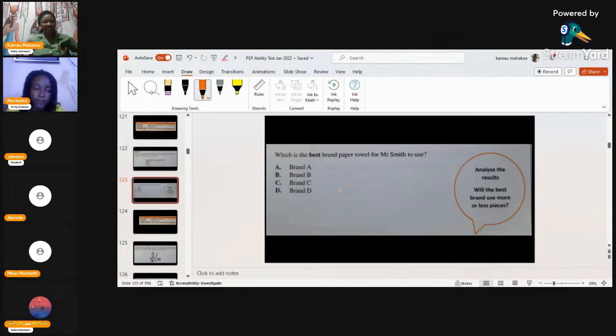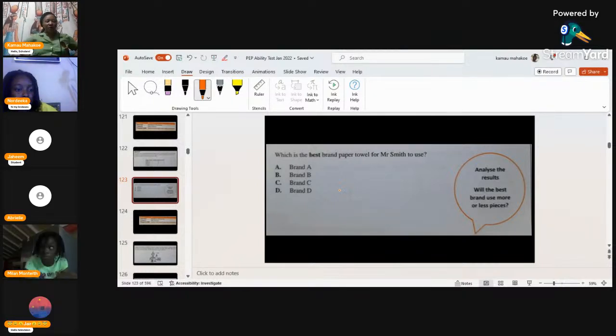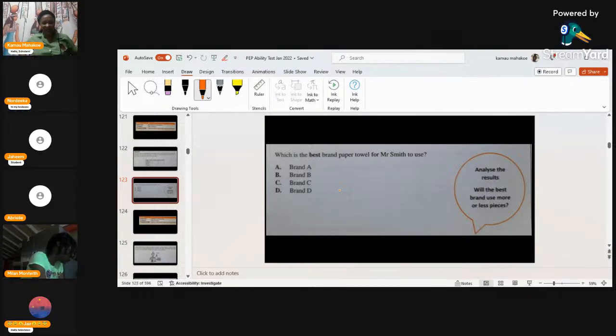So answer that question, somebody. Would the best brand be the brand that uses the most pieces or the least pieces to soak up the same amount? Why the least? Miss, because it's the best brand, that means it uses less pieces of paper towel. Okay, but why are we saying we're looking for the one with the least?